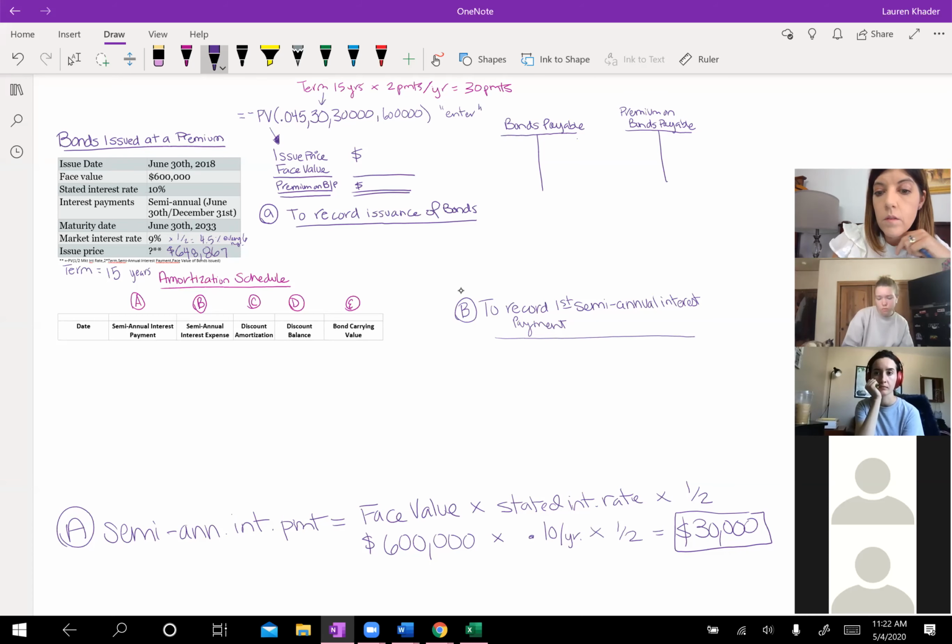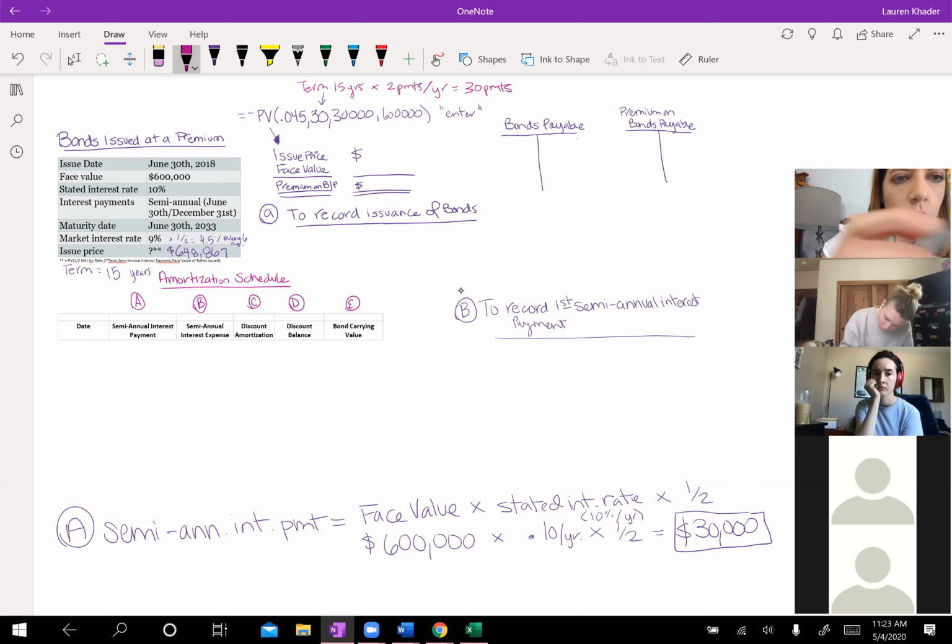Down there where it says PMT, it's a semi-annual payment. What is a PMT? I'm kind of confused with that one. Payment. Oh, just payment. Okay. And that's then the stated interest rate, is that 10% per year? That's the stated interest rate, so 10% per year. Okay, gotcha. Thank you. No problem.